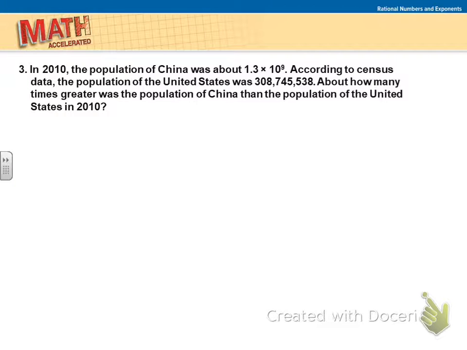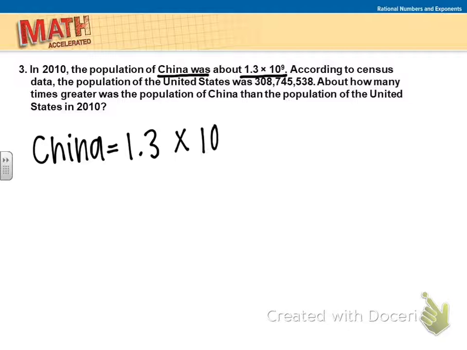All right, we're going to end with this problem right here. Carson, will you read that for me? All right, so let's talk about this one. What does it tell us? It tells us that the population of China was what? 1.3 times 10 to the 9th power. So I'm going to go ahead and write down here that I know China is 1.3 times, or 1 3/10 times 10 to the 9th, right?